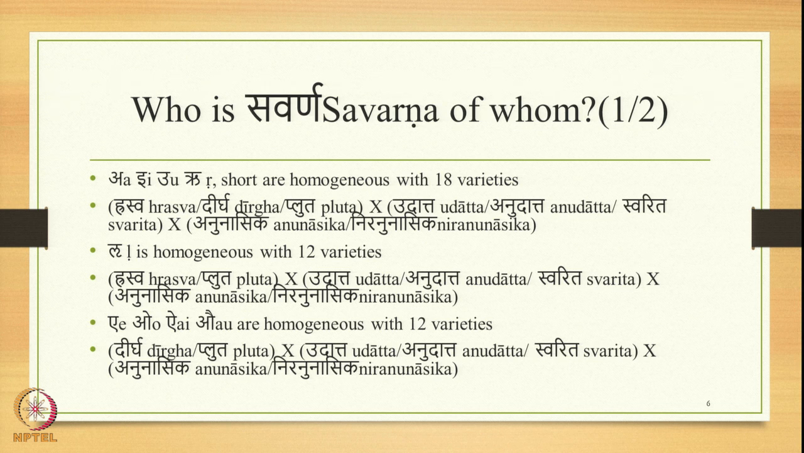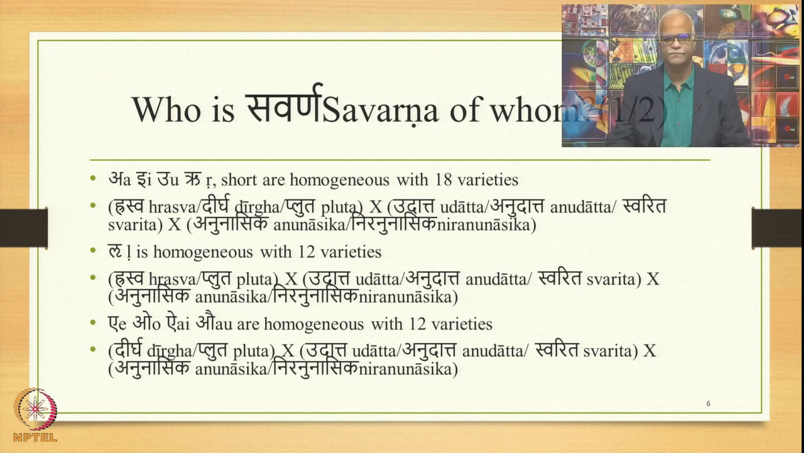For example, a, i, u, ru, these are the four short vowels. They are homogeneous with 18 varieties. We have already studied this. How do we come to these 18 varieties? There are three varieties of length, hrasva, dirgha, pluta, three varieties of accent, udatta, anudatta, svarita, the tone, and two varieties of nasal, non-nasal type. That means 3 multiplied by 3 multiplied by 2, that is 18. 18 varieties of all these four short vowels.